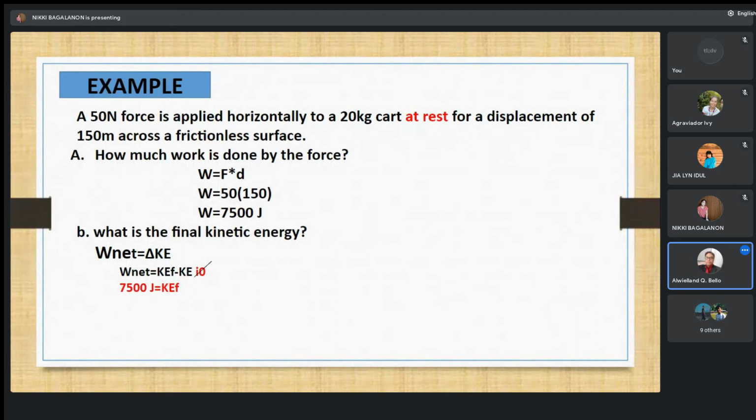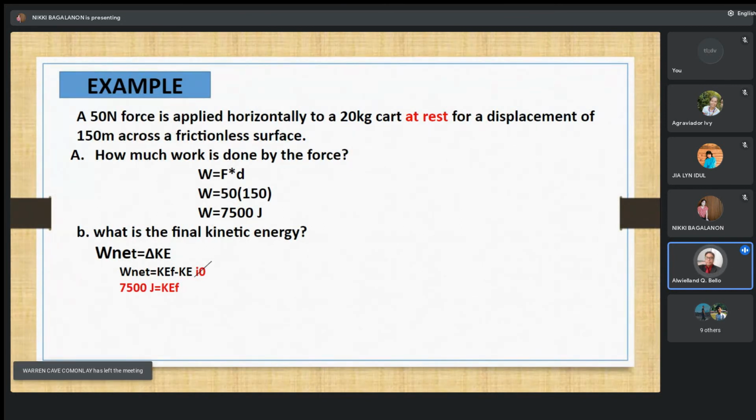Okay, so why do you need to determine first the work done? Remember, the work done by an applied force, for example when you push an object, you are performing work. That could be computed as the applied force times the displacement of the object. This was our topic last week.